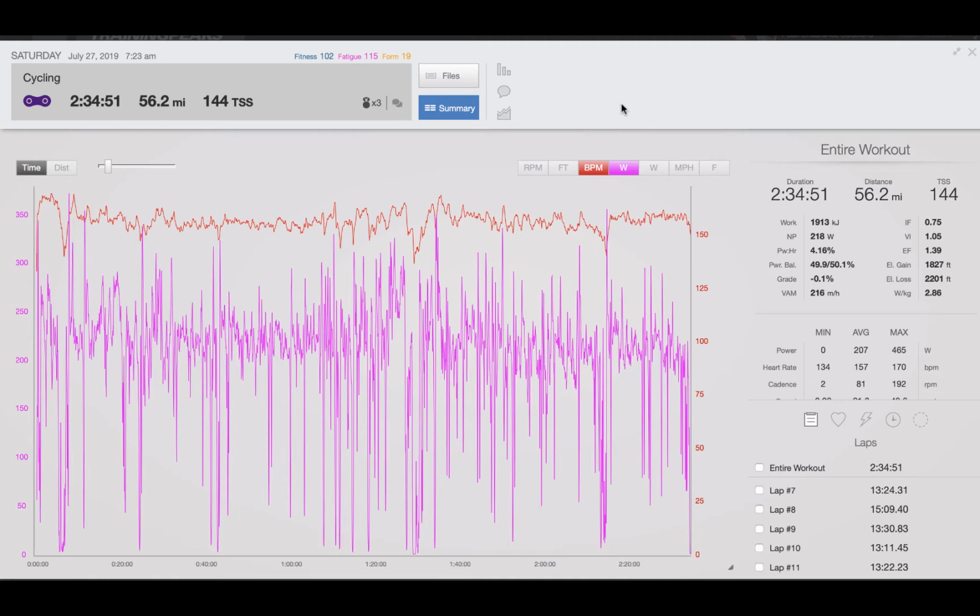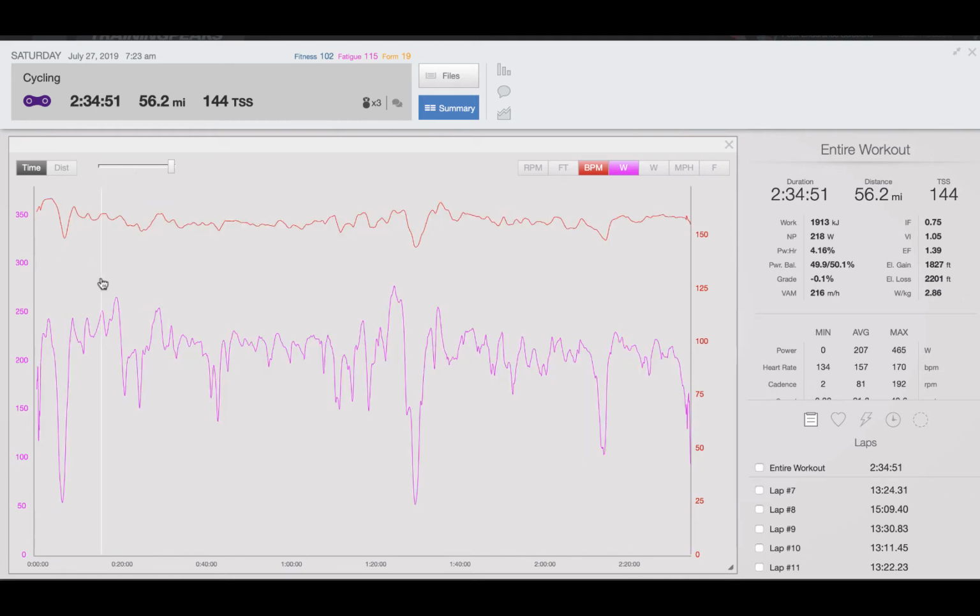So in this specific example, you see here a cycling file. So this is a half Ironman bike split. I believe this one was from Ironman 70.3 Arizona, or Ironman 70.3 Santa Rosa, actually. So this was sometime in July of 2019. And we see here that this bike split was about 2 hours and 35 minutes. And you see my heart rate, which is the red line, and then you see my power output, which is the pink line. And so obviously with the massive ups and downs in the power, it's kind of hard to look at this, but if we smooth it out, you can see here now the relationship between my heart rate and my power output over the course of the bike ride.